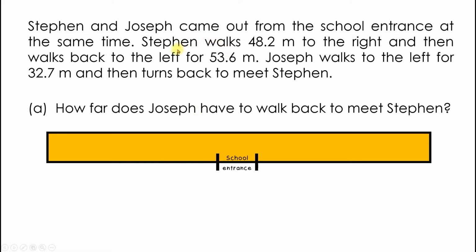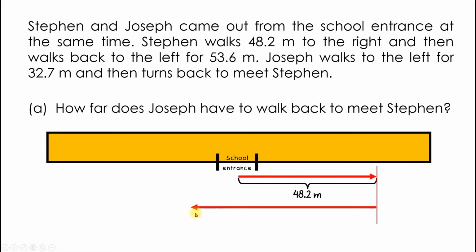So here they say that Stephen walks 48.2 meters to the right. So I'm going to draw an arrow to my right hand side, and this arrow would represent the distance of 48.2 meters. So right now this is where Stephen is. From this position, Stephen then walks back to the left for 53.6 meters. So I'm going to draw an arrow to my left, and this arrow is now going to represent 53.6 meters. So right now this is Stephen's position.